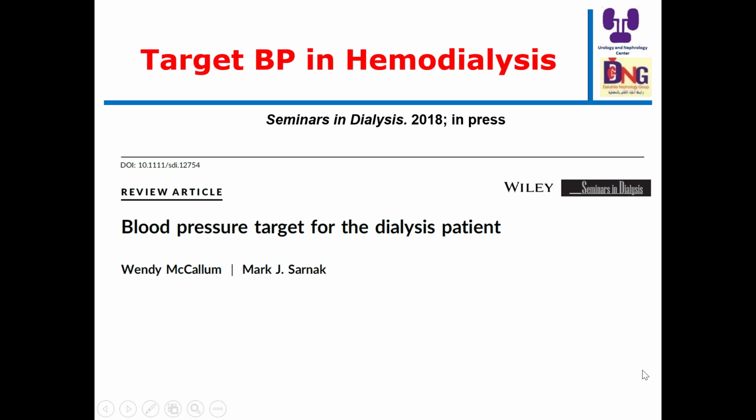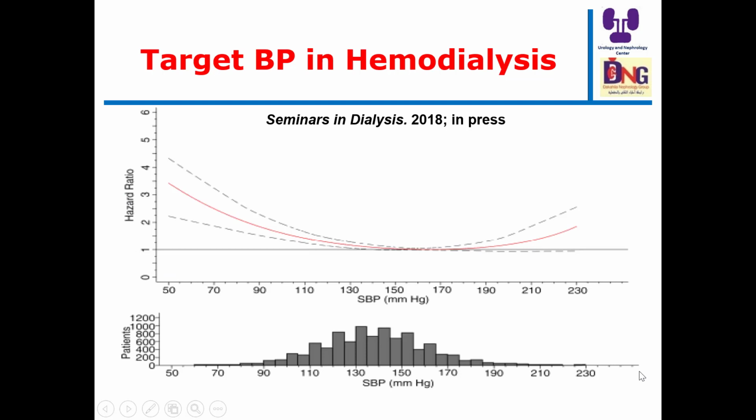Blood pressure is very important. Just 2 points. Is there an ideal target for systolic blood pressure in hemodialysis? Look here at the data. Here it seems that survival is best for patients with systolic blood pressure between 140 and 160. And then the hazard ratio of mortality increases if we go down or we go up.